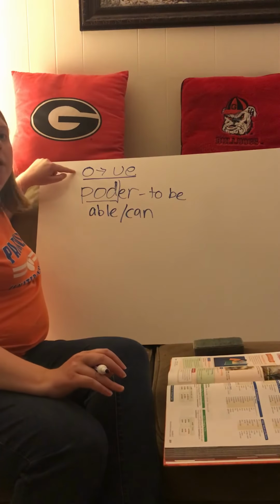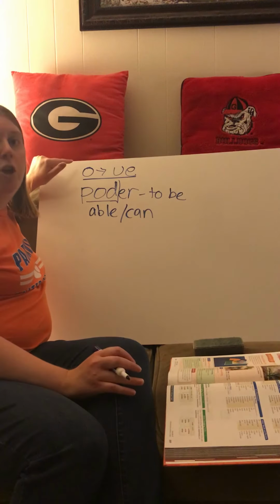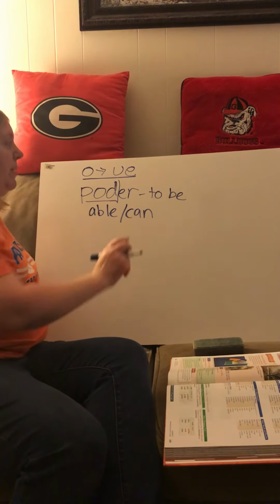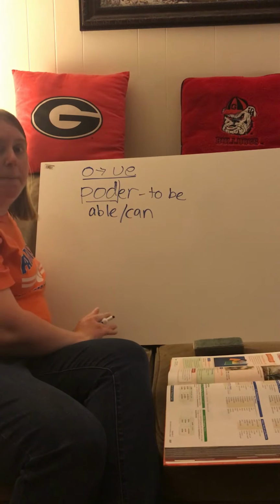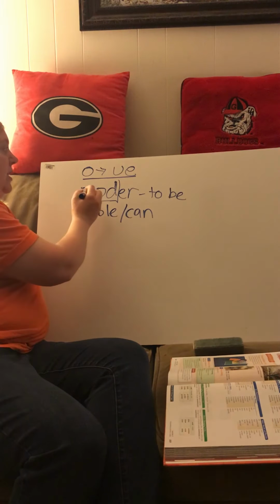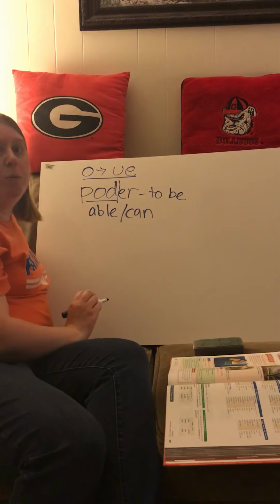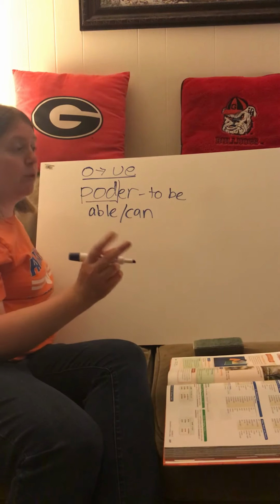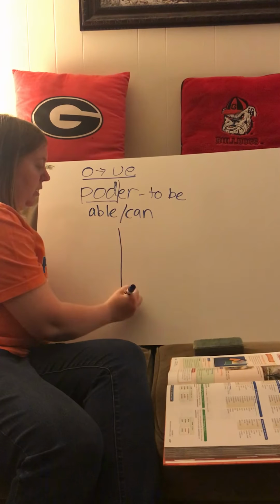Okay, so these verbs are all going to change O to UE, like the verb poder, which, if you remember, means to be able or can. Okay, so what it means by it changes is the O is going to change to a UE in all the forms except for nosotros and vosotros. So here's how that looks.